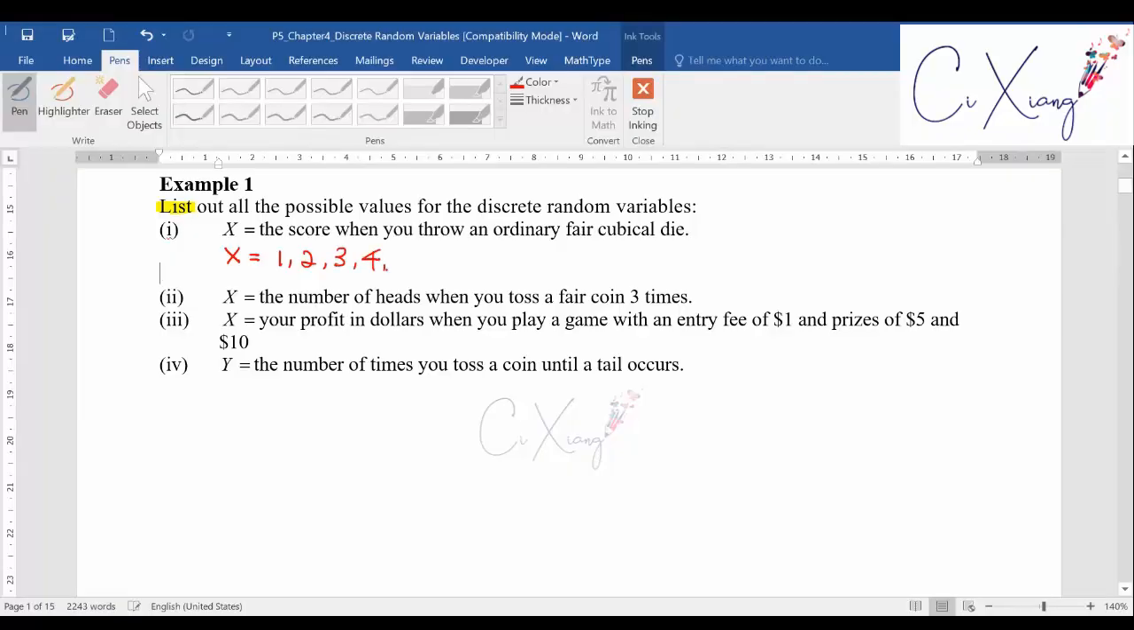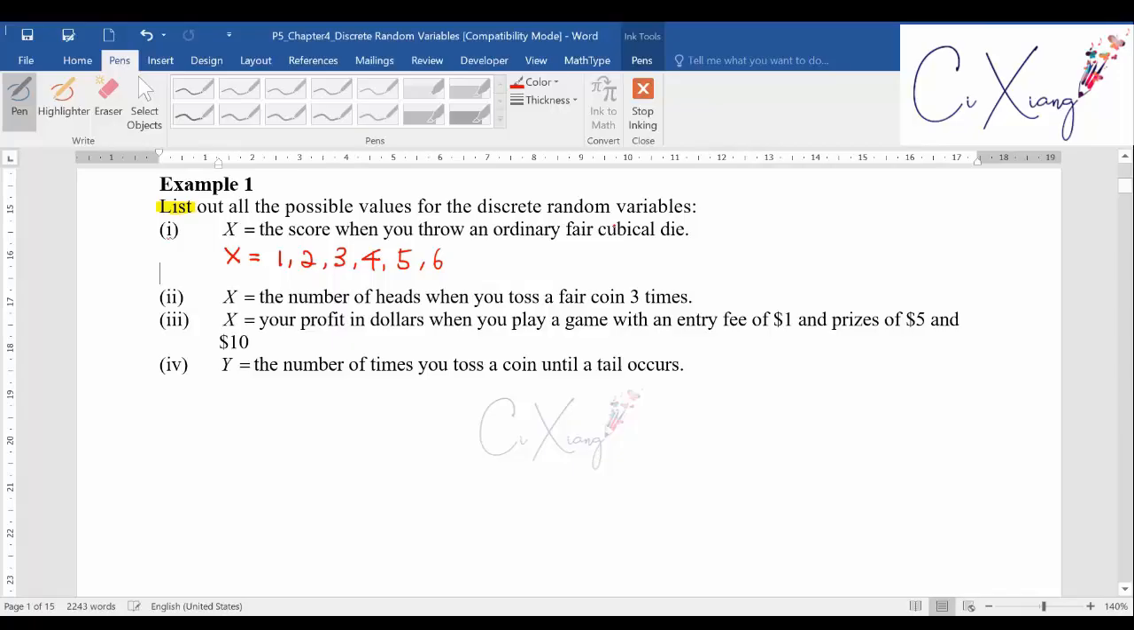You may get a 4, 5, or 6. Can you get a 7? No. Alright, so the largest number that you can get is a 6. So you have to list out all the possible results that you might have, according to the definition given in the question. This is the very first step.